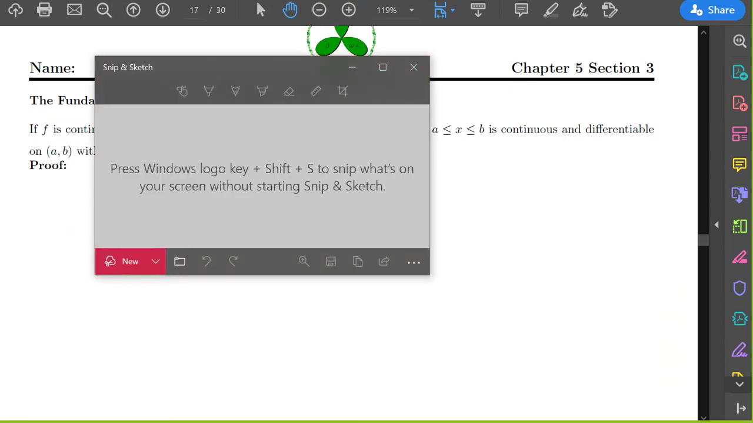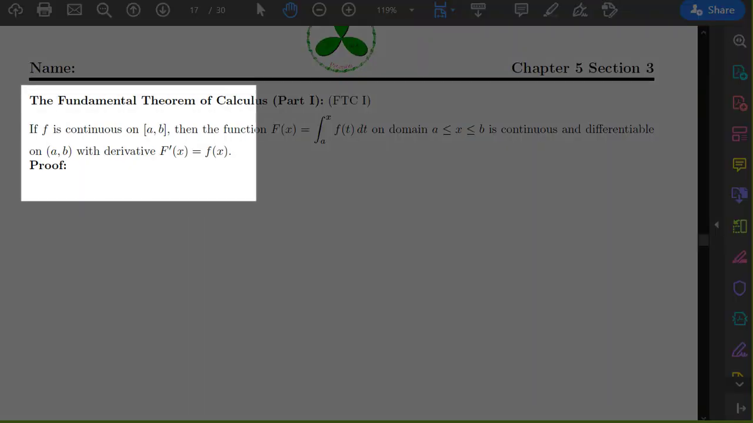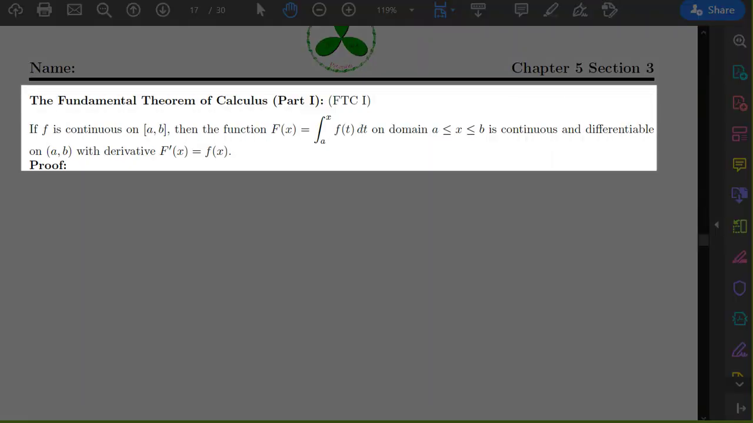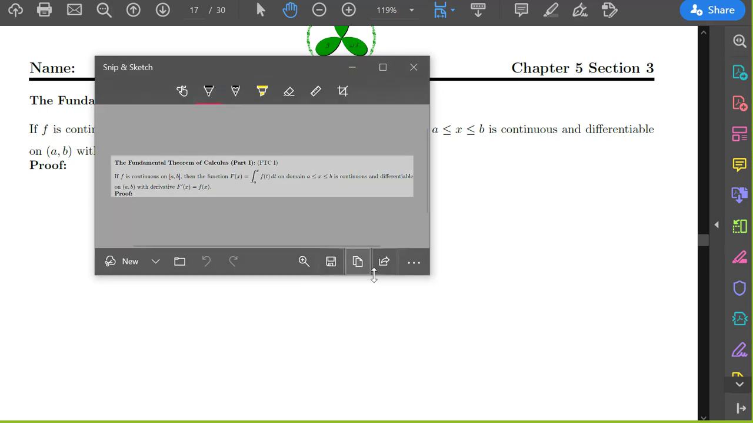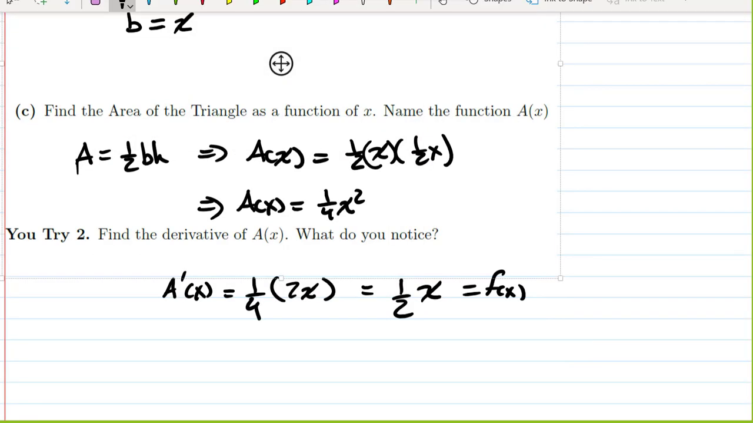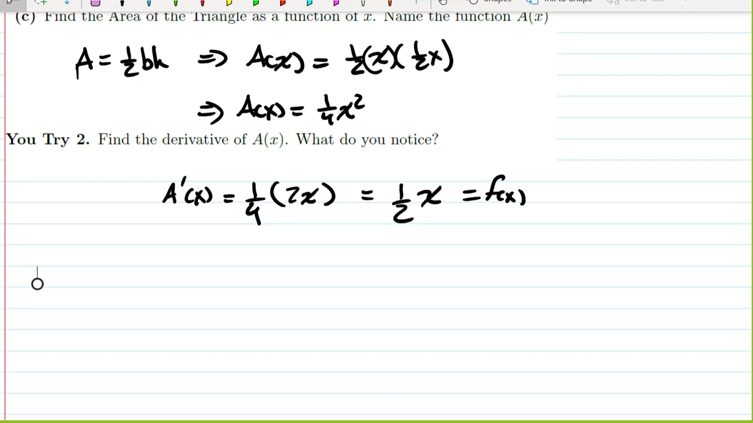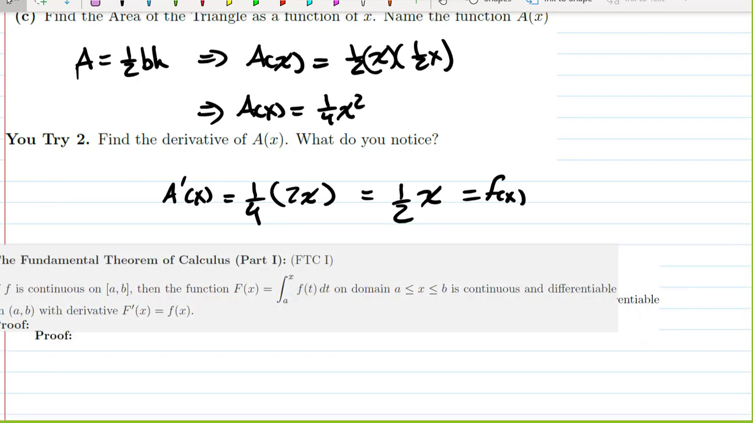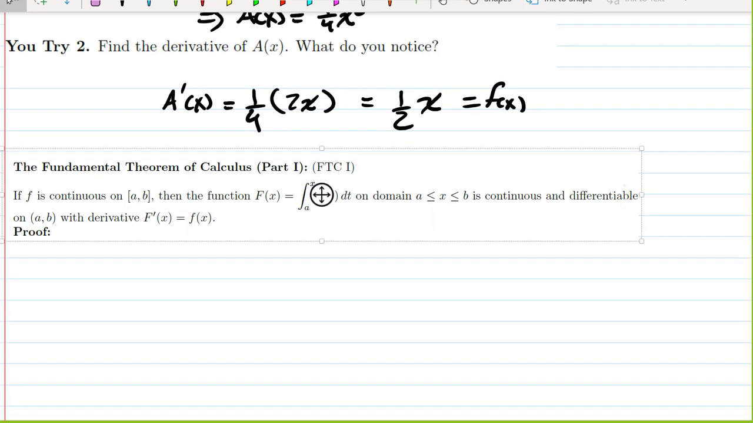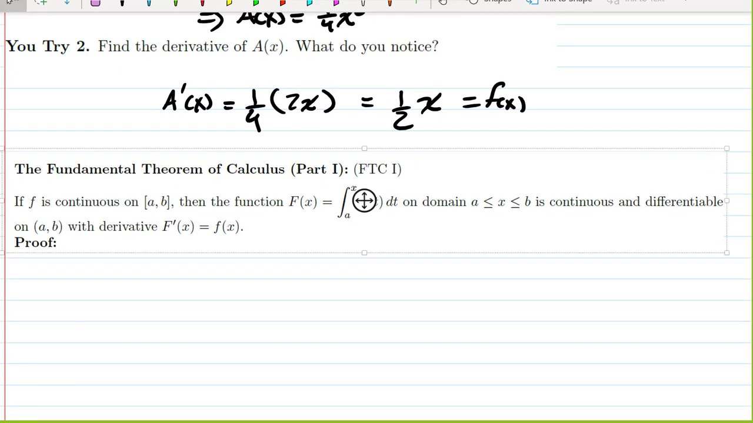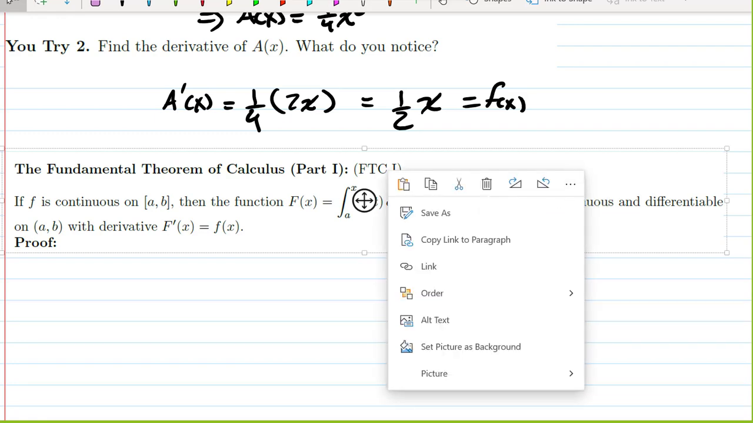So there is a Part 2. Each part tells us something different about derivatives and antiderivatives or integrals.